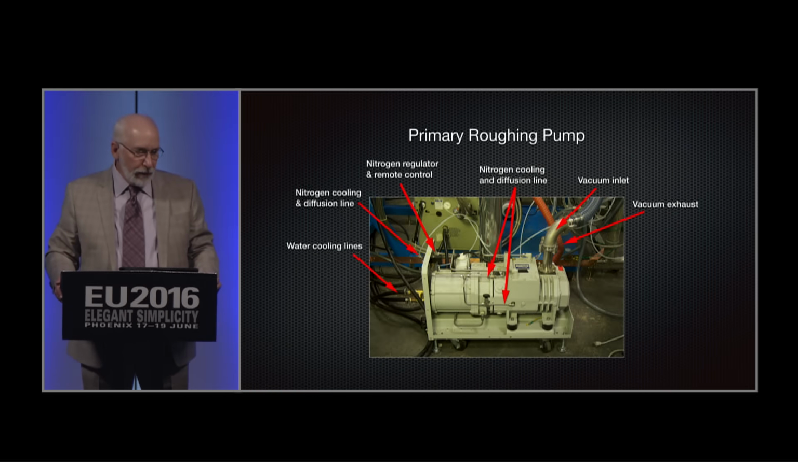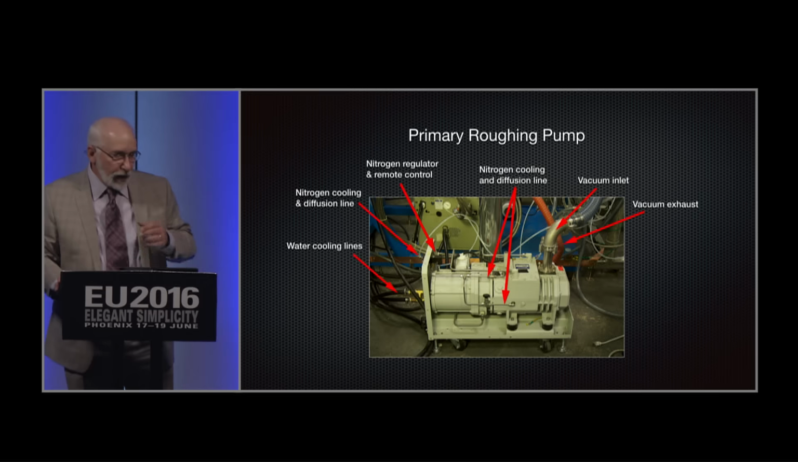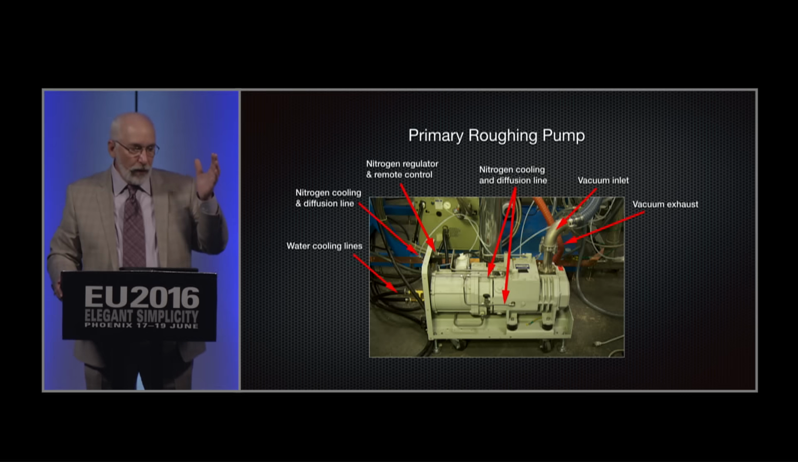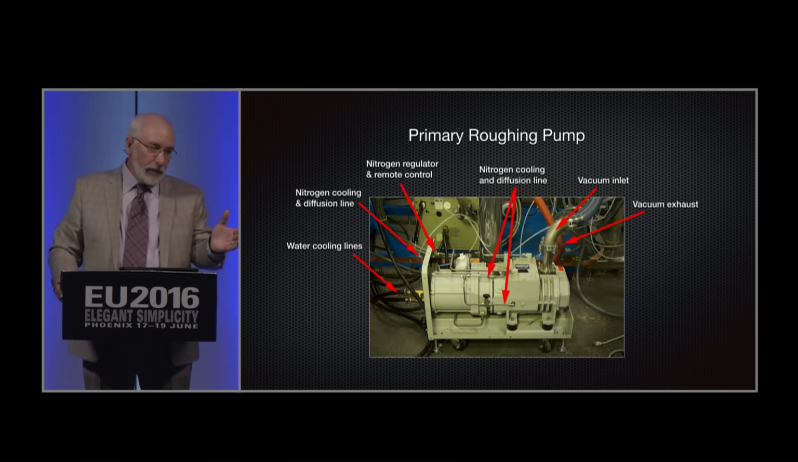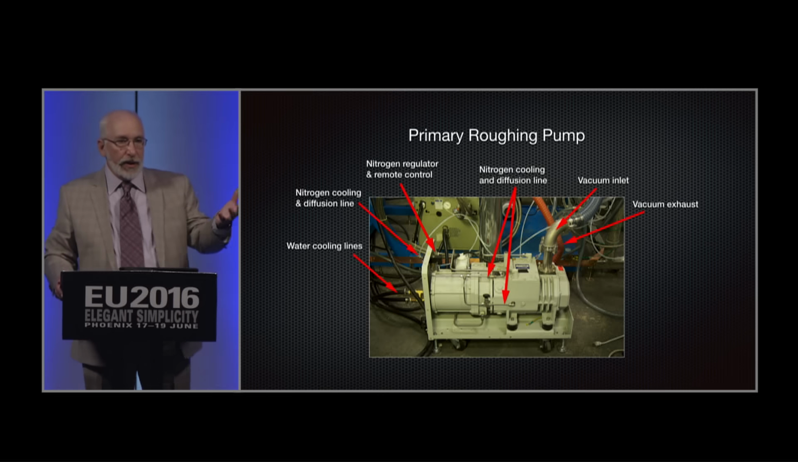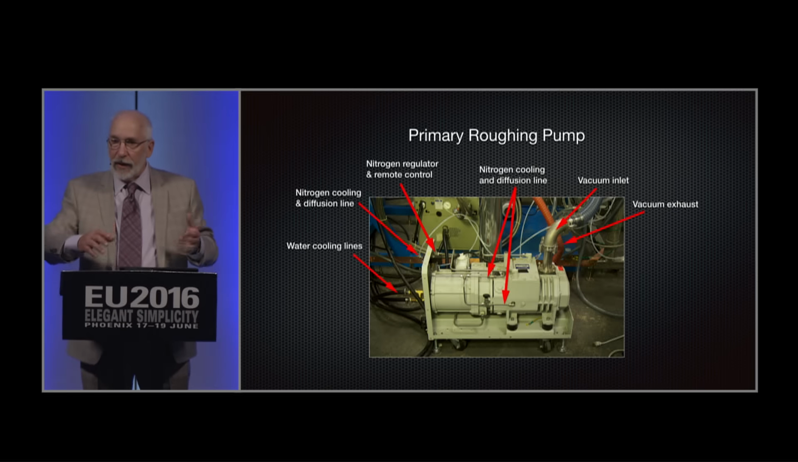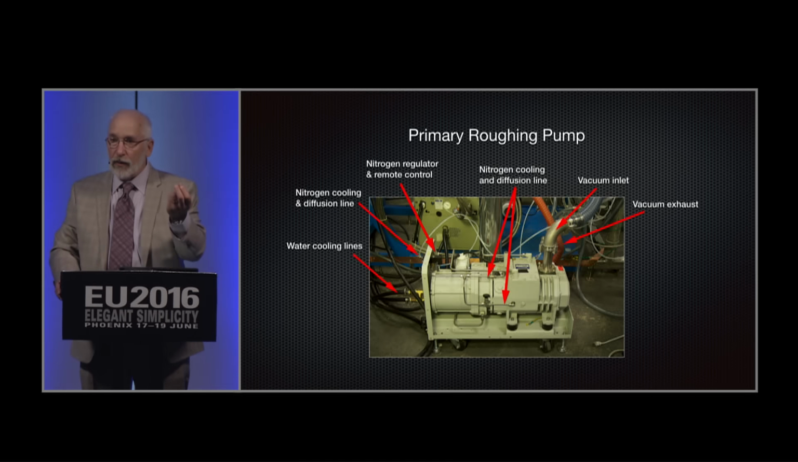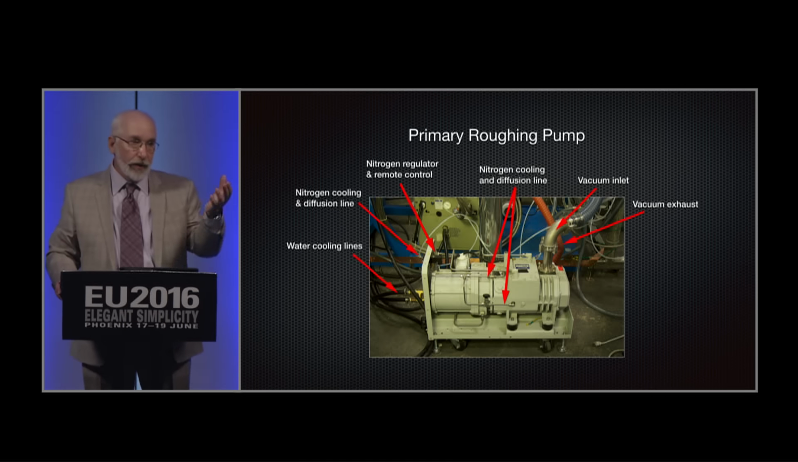It's a particular pump. The nice thing about this pump is that you have to cool with water because you've got your water cooling system, but you've got nitrogen cooling and diffusion line. What's that all about? Well, if you take a look at the middle, it says nitrogen cooling and diffusion line. It allows us to run hydrogen in the chamber, evacuate the hydrogen out, and it allows us to introduce nitrogen into the exhaust so that it's not dangerous. You see? So part of that is the mass spectrometer measuring what the hydrogen content is in the exhaust so we don't end up with dangerous fumes coming out the exhaust system in the chamber.